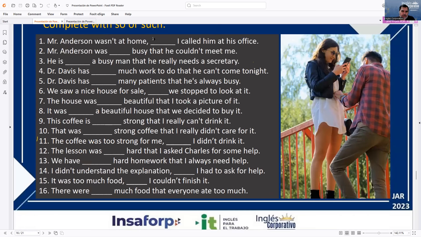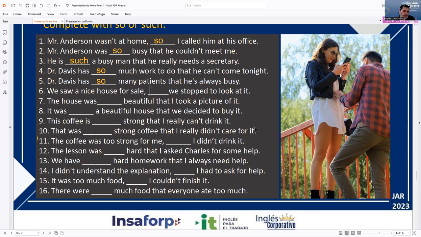Mr. Anderson wasn't at home, so I called him at his office. This is different from so and such. Mr. Anderson was so busy that he couldn't meet me. He's such a busy man that he really needs a secretary. Mr. David has so much work to do that he can't come tonight. Dr. Davis has so many patients that he's always busy.